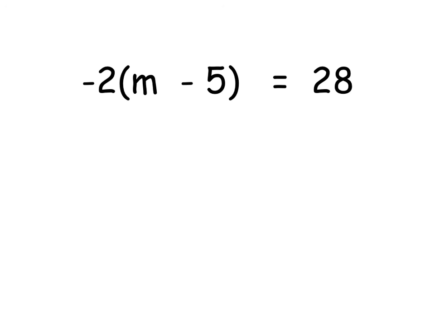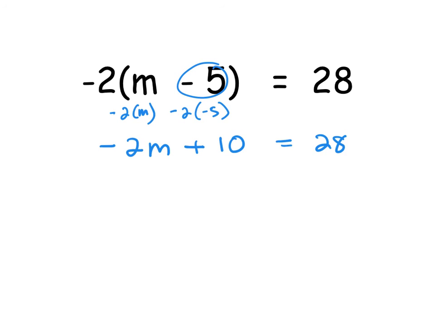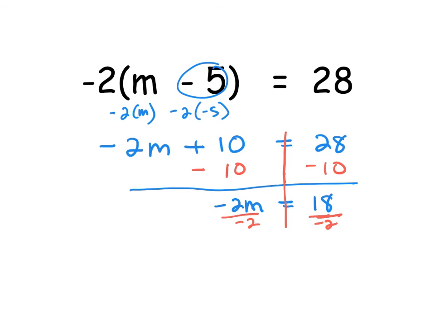What would be the resulting equation after we use the distributive property? The resulting equation should be -2m plus 10. A -2 times a -5 would be a +10. What is the solution after we use both solving steps on this equation? Our final solution is m equals -9.